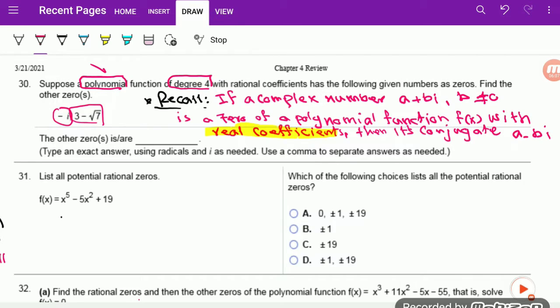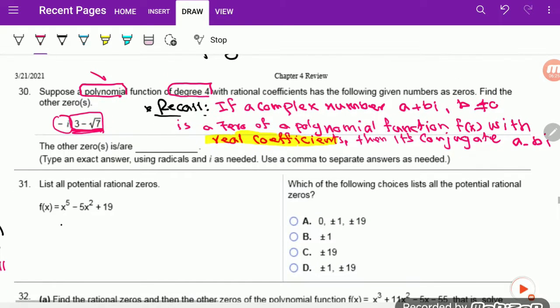So let's recall two things. One of the points that I mentioned in the previous video regarding the irrational. Because we have an irrational zero, its conjugate is actually another zero. So immediately we can say, because 3 minus radical 7 is a zero, then the conjugate of this, 3 plus radical of 7, is a zero. You can refer to the previous video about this.